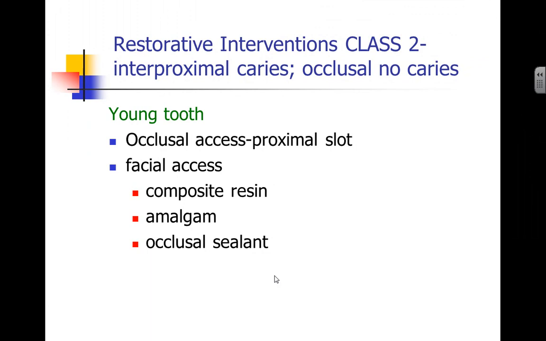And so when we're making restorative interventions for class 2s, for that young tooth, for the younger patient, where there's no occlusal caries, we'll probably do an occlusal access proximal slot, or perhaps a facial access that looks almost like a class 3 preparation, but from the facial surface. We can restore it with composite resin or amalgam, with an occlusal sealant for this younger patient, where the tooth may be at risk of occlusal caries.